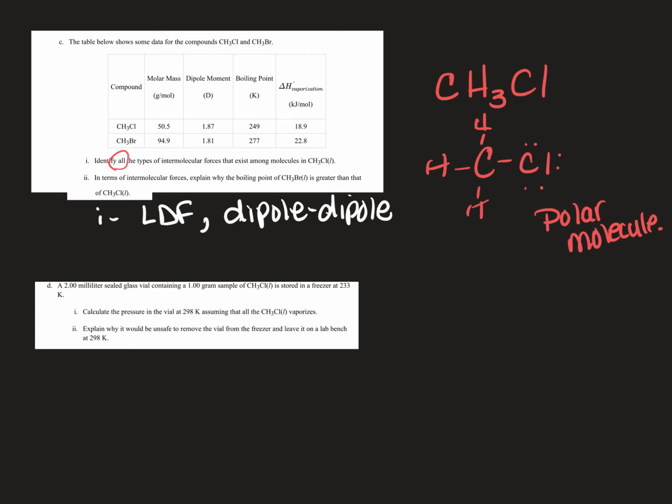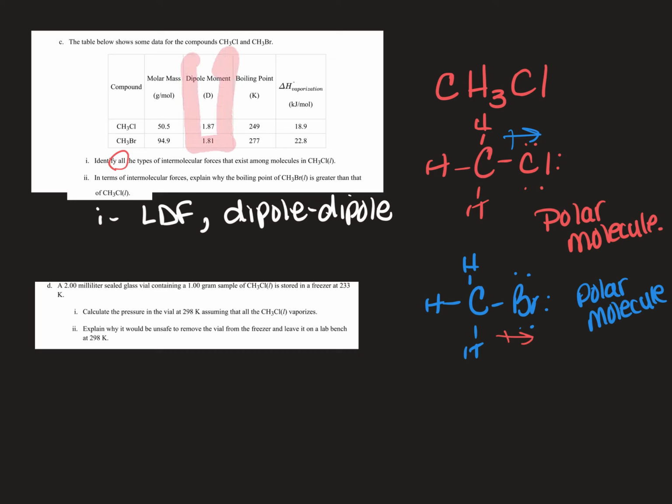So if we compare that to the methyl bromide, we have CH3Br. And once again, this is going to be a polar molecule. But we know that the electronegativity of chlorine is greater than that of bromine based on its placement in the periodic table. Now, I can also tell because they give me this section right here on the dipole moment. And remembering that the dipole moment identifies the strength of the polarity.